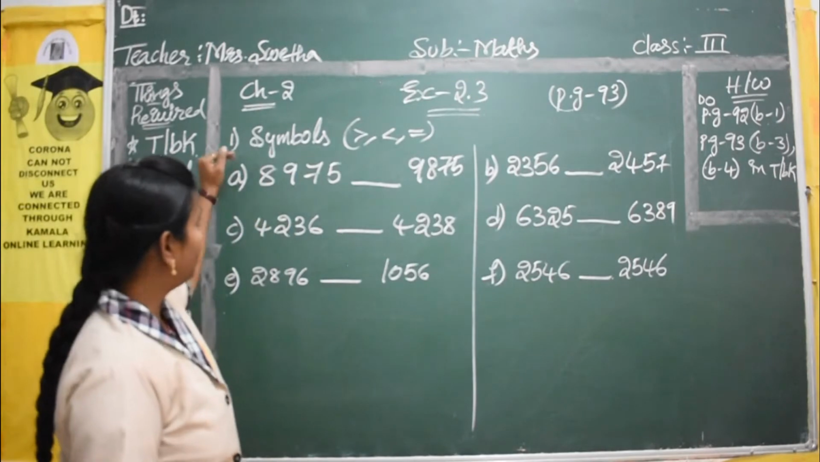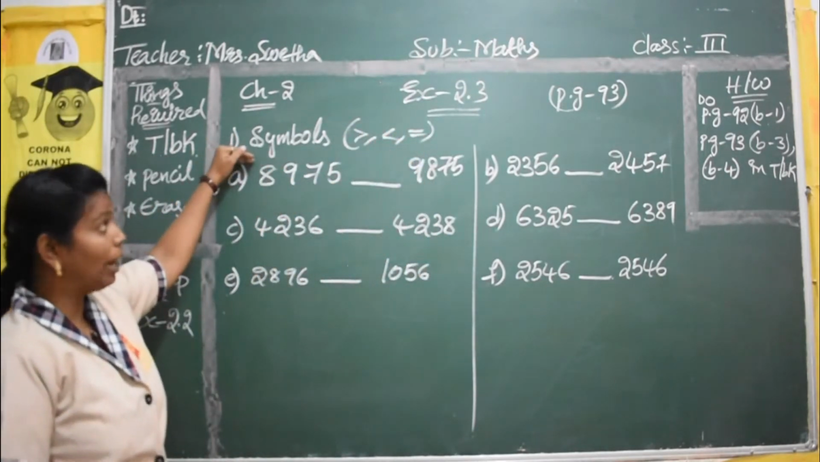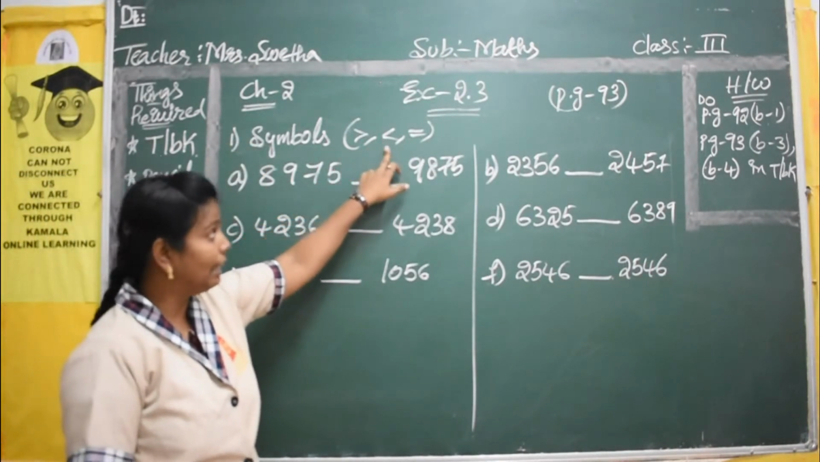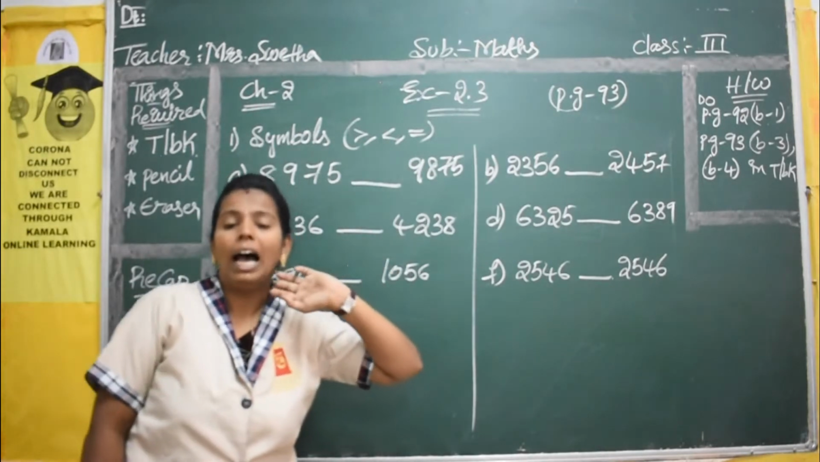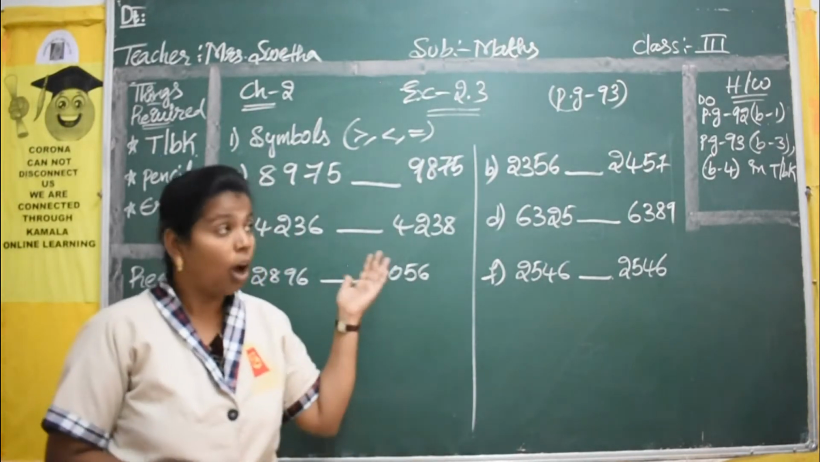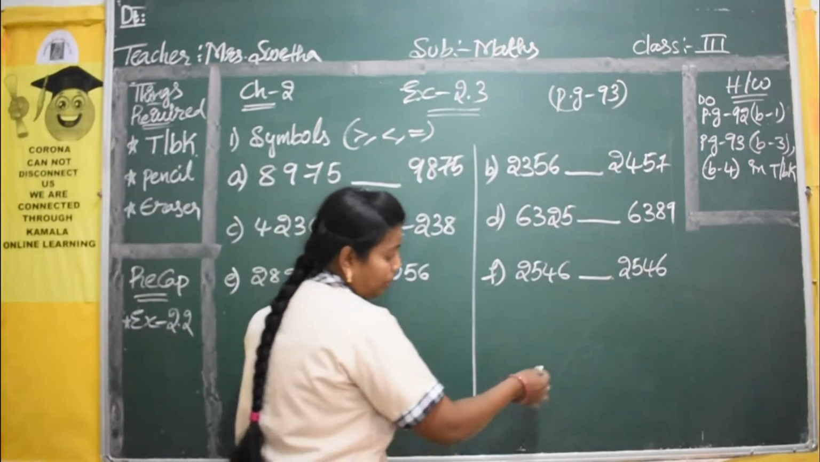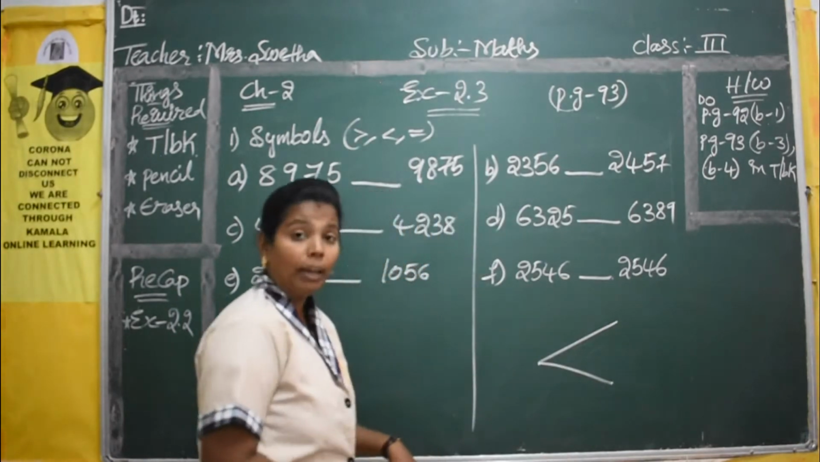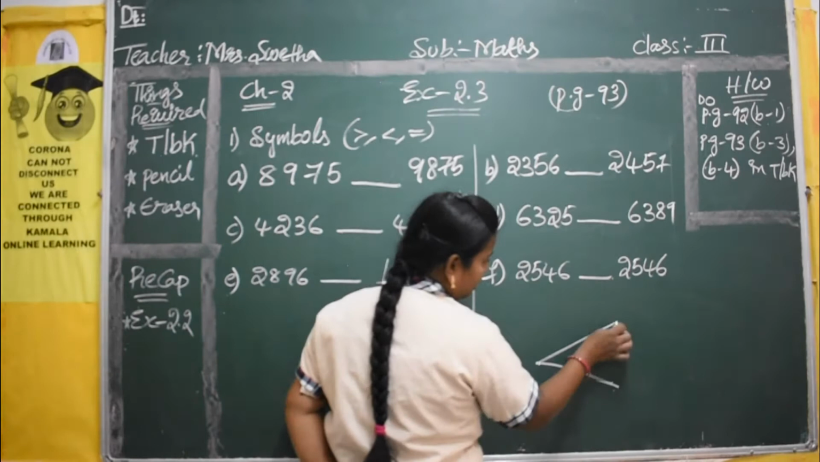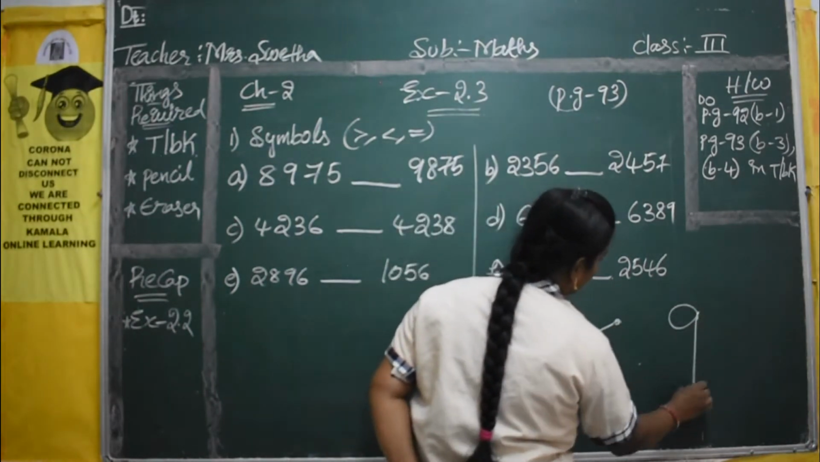So here in exercise 2.3 you have symbols. The first one is the greater than symbol, then the less than symbol and the equals to symbol. I think you have learnt in your previous class how these symbols are used and what they are called. In these symbols, one side is closed and one side is open. This open part will be towards the big side.